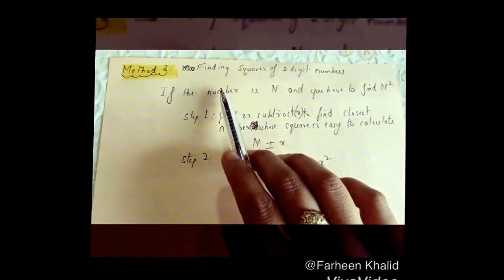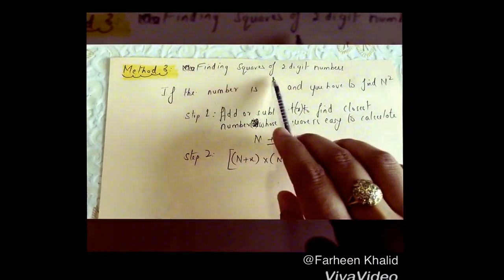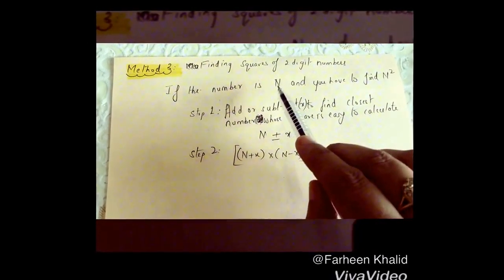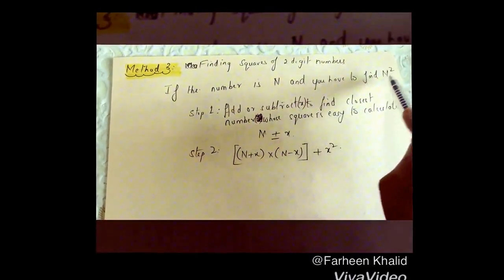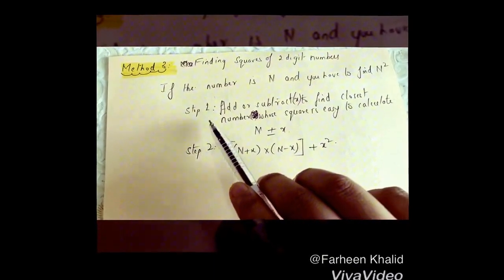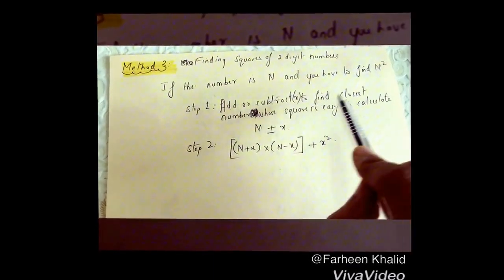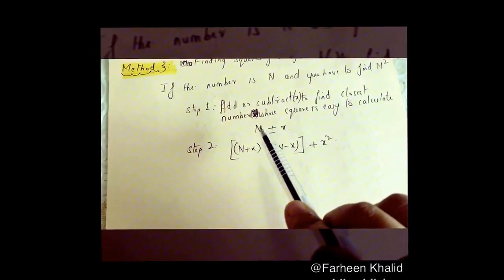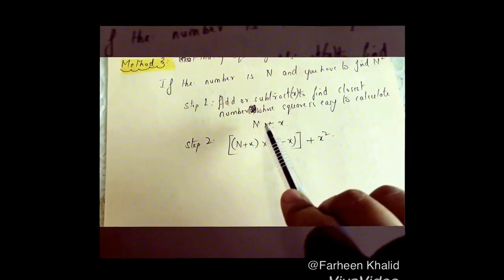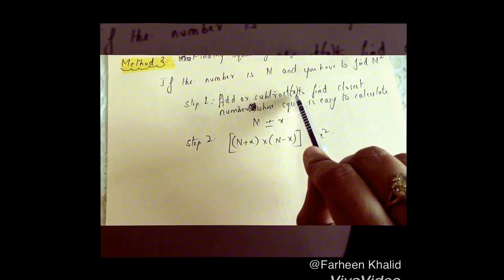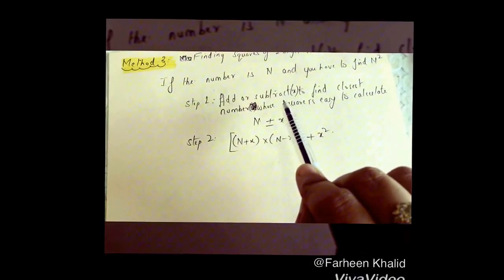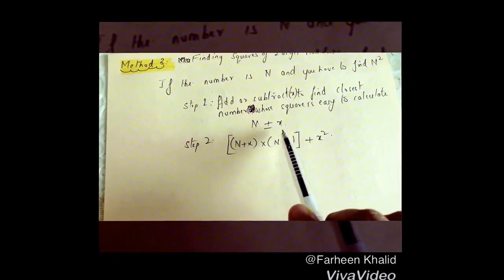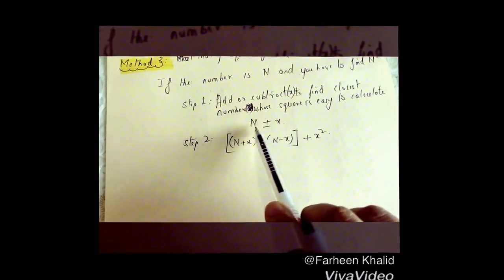The method says here, finding squares of 2-digit numbers. If the number is n, let's say that the number is n and you have to find n square. So what do you do first? You add or subtract to find the closest number whose square is easy to calculate. We'll do an example, you'll know that. So whatever you add or subtract, let's consider it to be x. So we have to do n plus x, n minus x.